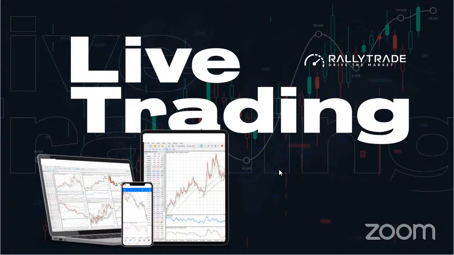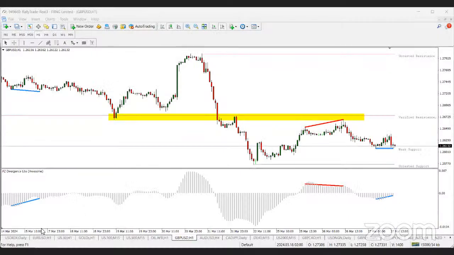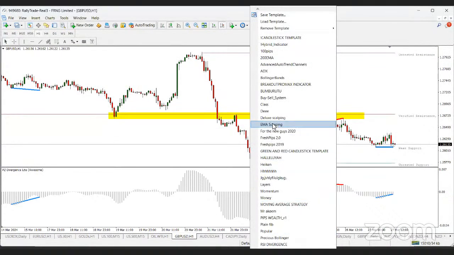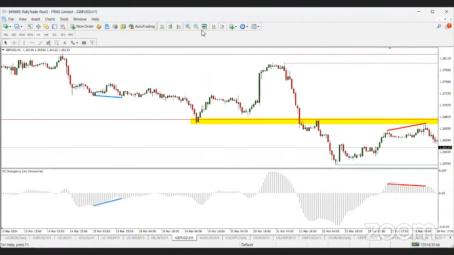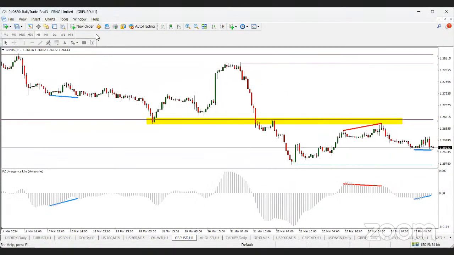We're looking at 4 to 5 instruments. Yes, I'll begin with GBP USD. This is GBP USD on 1 hour, and what we'll notice is that I think we should start with the daily time frame. Let's check it out on the daily time frame.